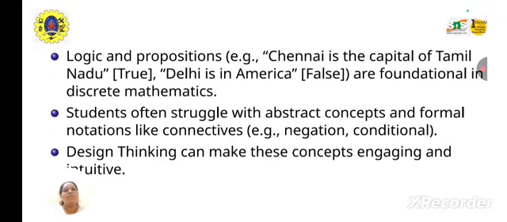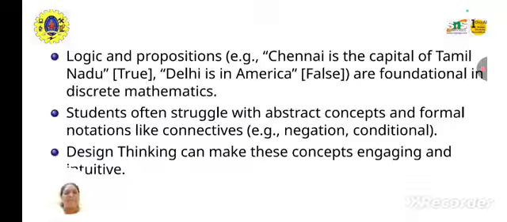Proposition means, what is a proposition? A given statement that must be either true or false. So, Chennai is the capital of Tamil Nadu, which is true, and Delhi is in America, which is a false statement. It is the basic foundation in discrete mathematics.